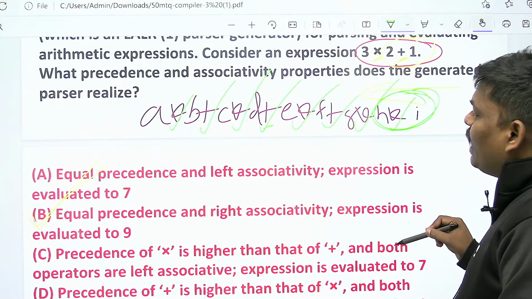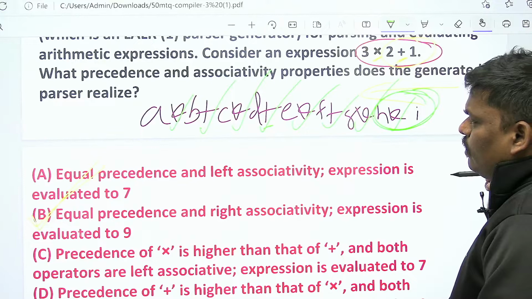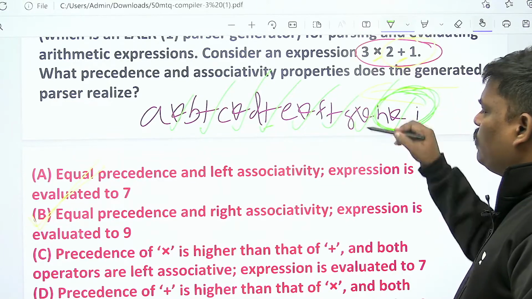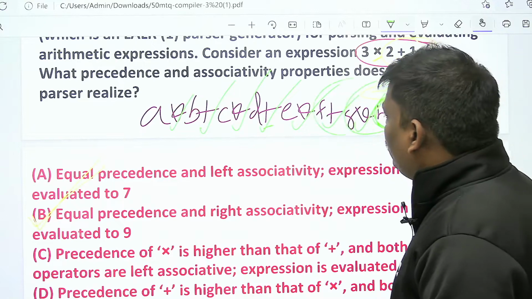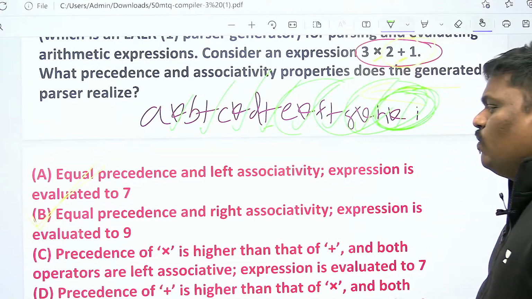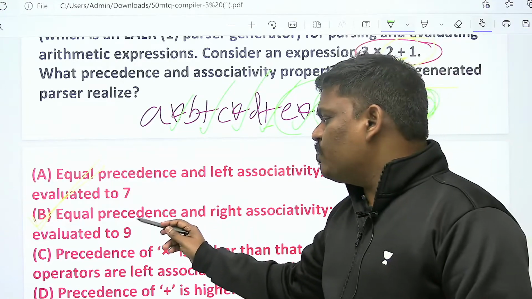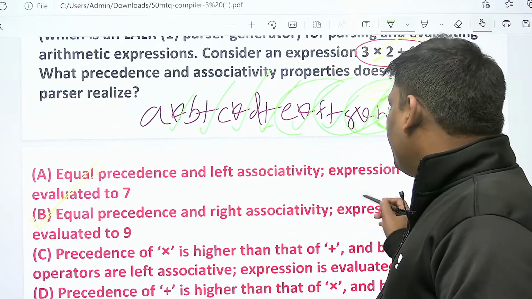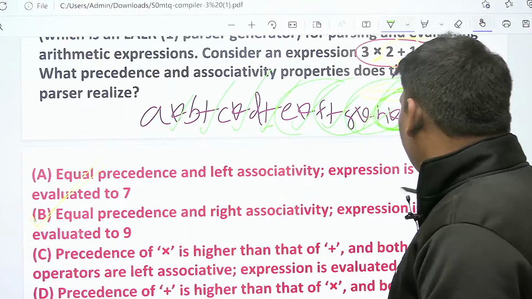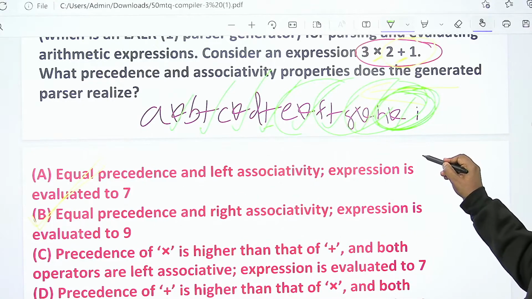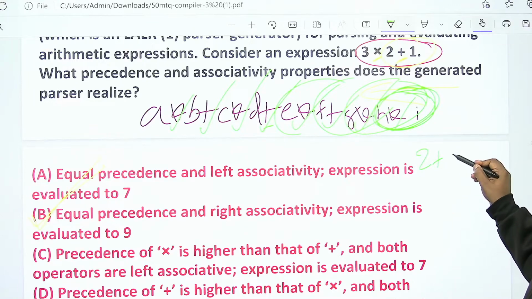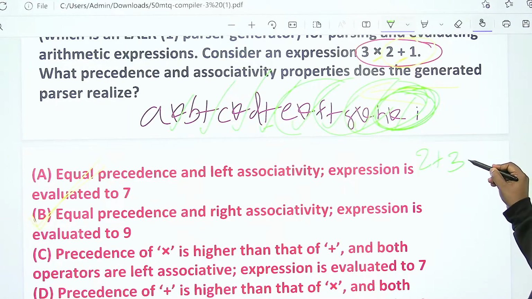So what are the priorities here? Same priority, but associativity is right to left. The right one should be done first, then the next right, like that. So equal priority, precedence means priority, and right associativity. The expression will be evaluated to 9. Can you say how much this expression will be evaluated to? If I give this expression to the Yacc tool, what will be the answer here?